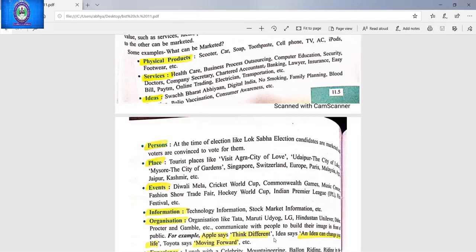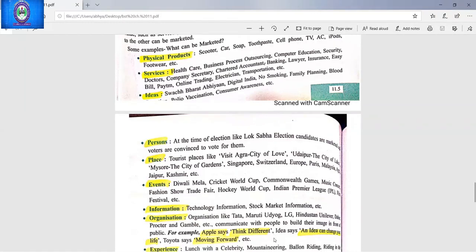Then services. Services are intangible products, like healthcare, business process outsourcing, BPO, computer education, and doctors, chartered accountants, banking, lawyers. All these are services. They can also be bought or sold. Then ideas, like Swachh Bharat Abhiyan, Digital India, no smoking, family planning, polio vaccination, consumer awareness, etc. All these are ideas. These can also be marketed, or the person who has given the idea has taken some money for his idea. All these taglines or punchlines that they are giving for different products, they are getting money for that. So these can be marketed.